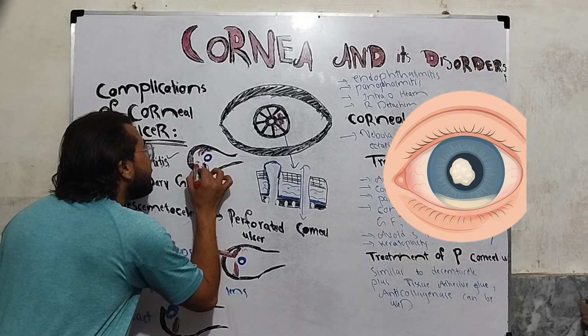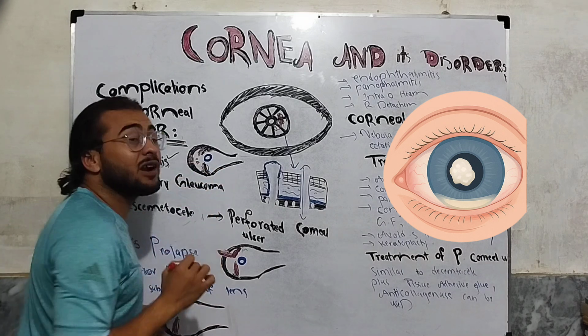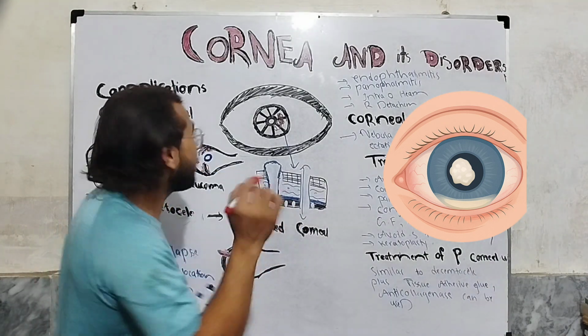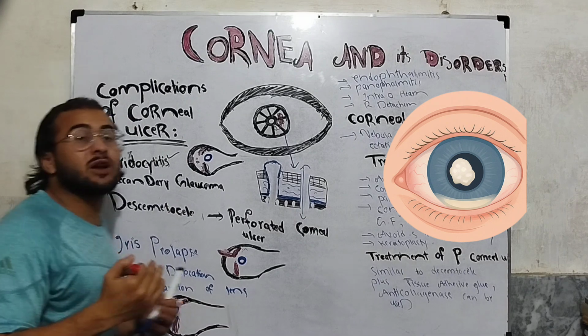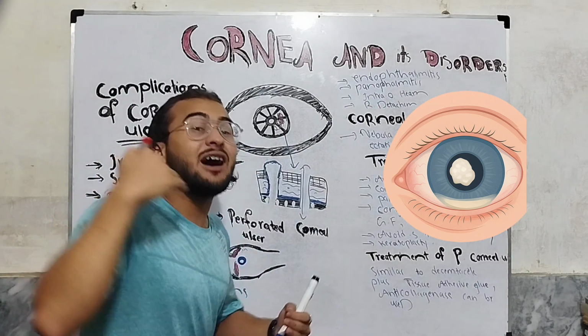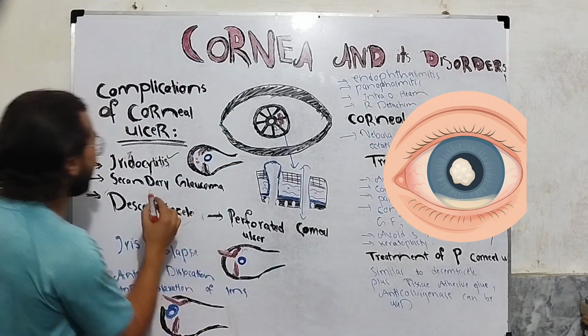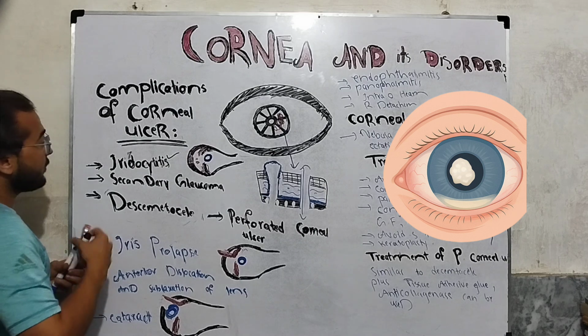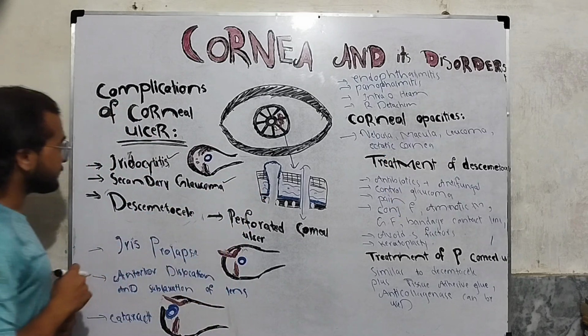And this inflammatory infiltrate in the anterior chamber is called hypopyon, which can also block the trabecular meshwork for the aqueous humor and cause secondary glaucoma. Okay, so it will also cause secondary glaucoma.